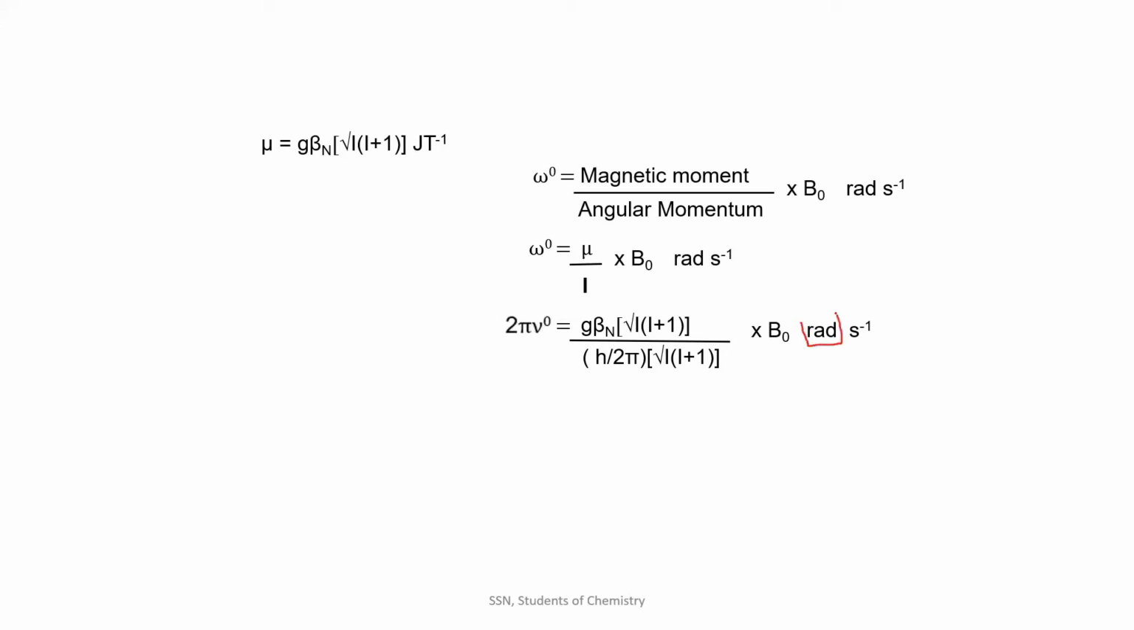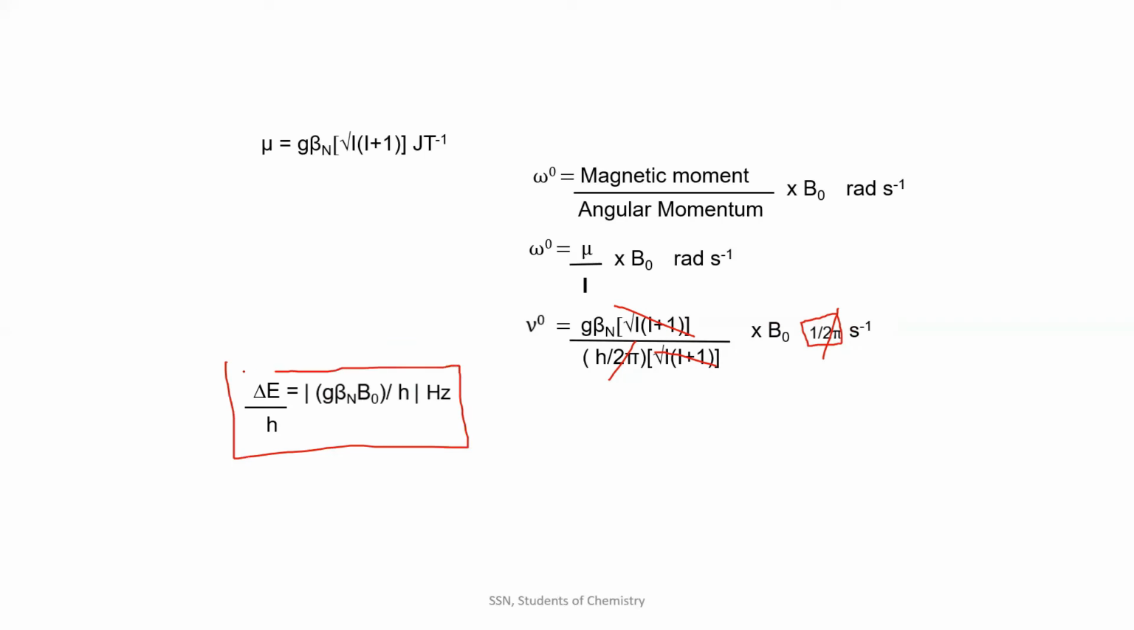If we want to neglect our radian, we must divide it by 2 pi, because radian is nothing but 2 pi. So if we divide it by 2 pi, we should divide it by 2 pi here also. If we divide here also by 2 pi, we will get nu naught. This 2 pi will cancel. This square root of I into I plus 1 will get cancelled. And at last we get nu naught is equal to G beta n B naught by H. Yes, this is the energy level separation between two energy levels, which we have already seen in our second video.